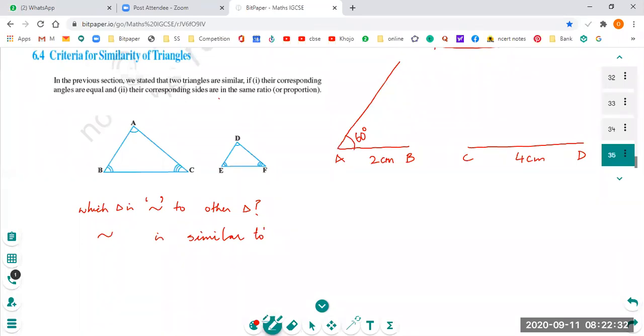Similarly, if two triangles are to be similar, their corresponding angles should be the same. The first criteria. So angle A's corresponding angle is angle C, so C should also be 60 degrees, right? I will again do this construction. I will write 60 degrees. And here, let us say you draw an angle of 40 degrees.